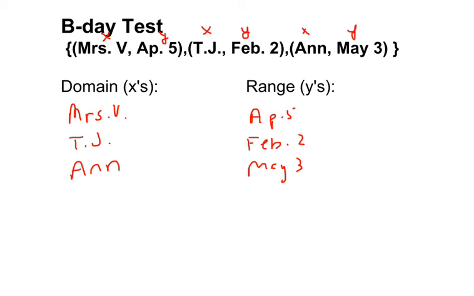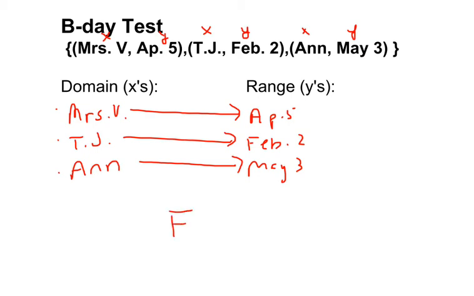And now we're going to use the ordered pairs to map the domain to the range value that it goes with. So Mrs. Valentine maps to April, TJ maps to February 2nd, Ann maps to May. As you look at all three of the values in the domain, each of the people only has one birthday. What we're really having here is each of the X's has only one Y. So this is a function.